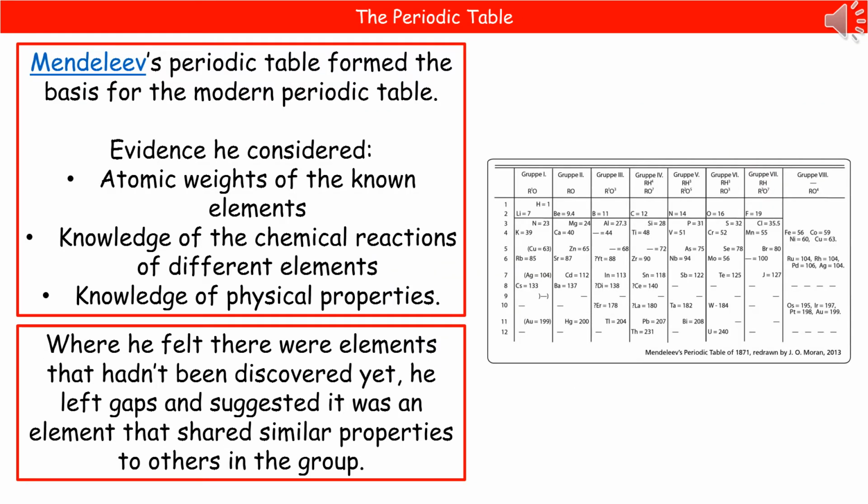Last part of our chemistry check is the periodic table. So Mendeleev's periodic table formed the basis for what we still use today, and he considered a range of evidence in constructing it, including the atomic weights of the known elements, knowledge of the chemical reactions of different elements, and knowledge of physical properties. He then arranged those elements into order of atomic weight and into groups. So he actually left spaces where he thought an element hadn't been discovered yet that should go in there.